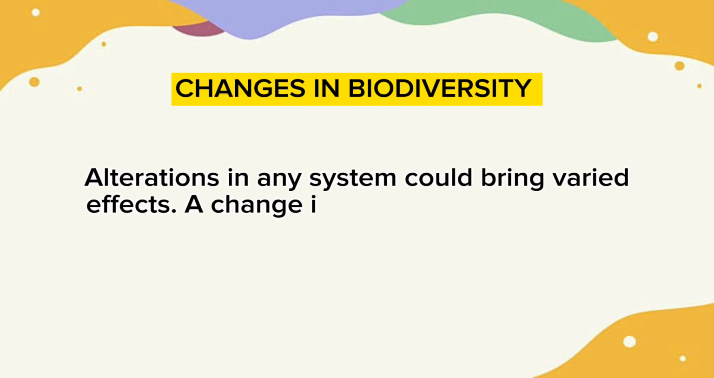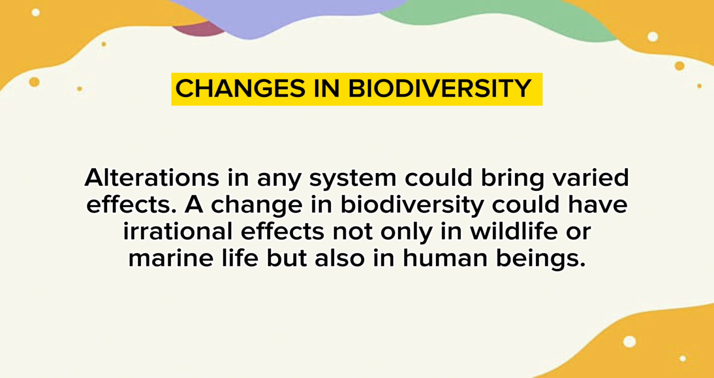And now we proceed to the next topic, changes in biodiversity. Alteration in any system could bring varied effects. A change in biodiversity could have erratic effects not only in wildlife or marine life but also in human beings. For example, humans inhabiting the forest would disturb the natural order of life. Trees and plants would be affected in the land clearing operations where the houses would be built. The animals, insects, and all types of life forms in the cleared area would either be displaced or most likely be killed. The loss of these life forms could affect the entire ecosystem governing that environment. The food chain might be damaged. From this, we can clearly infer that when our ecosystem is not well taken care of, biodiversity encounters changes that may impact human health on such different levels.